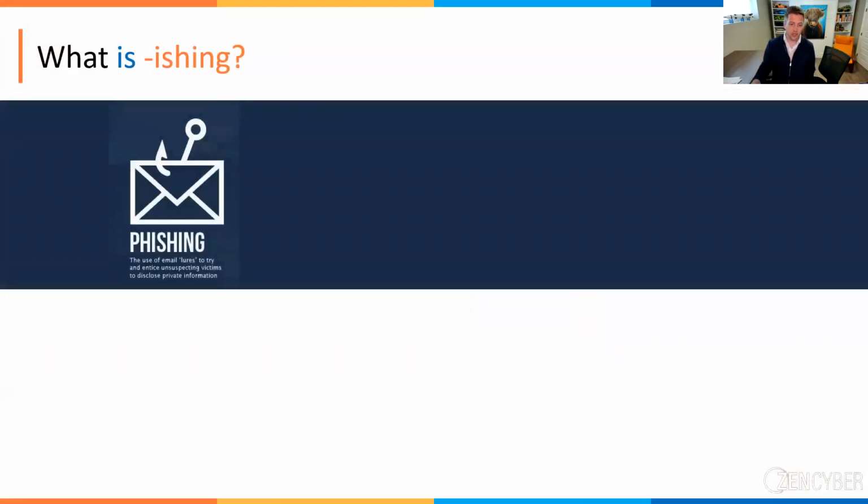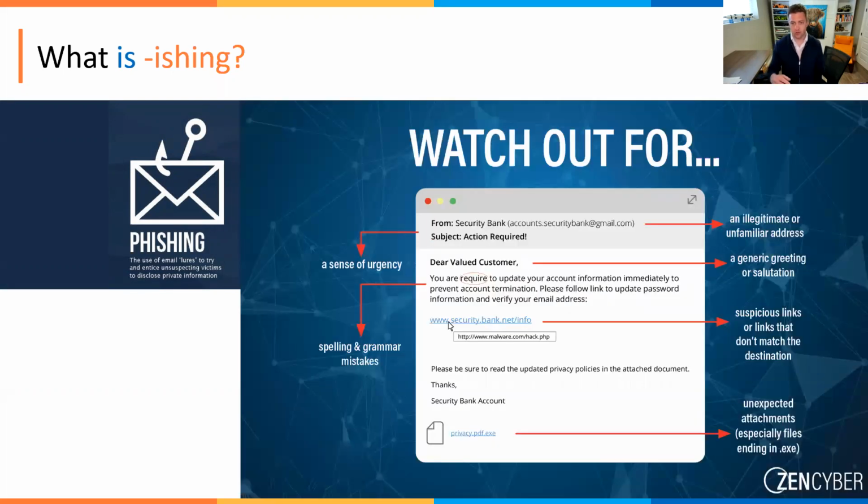So phishing. Phishing is the use of emails to try to entice unsuspecting victims to disclose private information. So when we're looking at the structure of an email, there's a lot of things that point us to question the legitimacy of an email that we have received. This right here, we'll get into a little bit more, but there are so many, like each arrow here represents something that we should be concerned about.